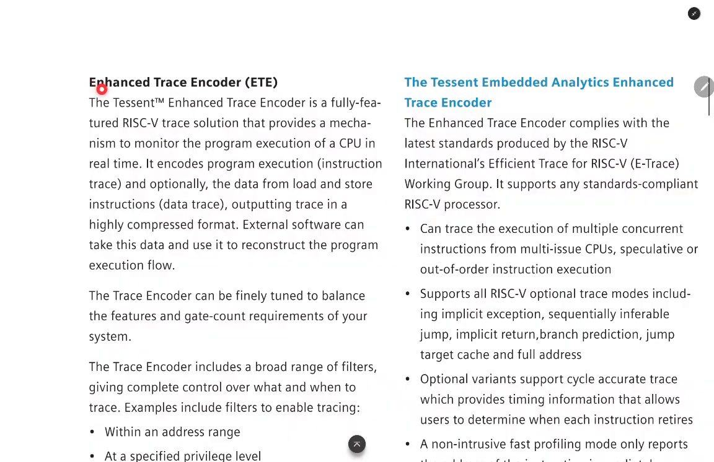The Embedded Enhanced Trace Encoder, ETE. The Tessent Embedded Enhanced Trace Encoder is a full-featured RISC-V trace solution that provides a mechanism to monitor the program execution of a CPU in real time. It encodes the program execution instruction trace, and optionally the data trace from load and store instructions, outputting the trace in a highly compressed format. External software can take this data and use it to reconstruct the program execution flow.